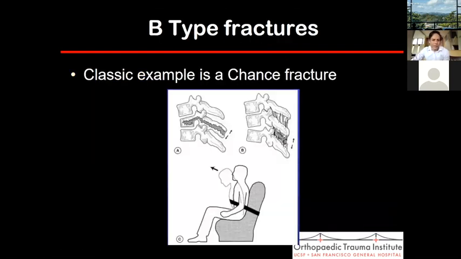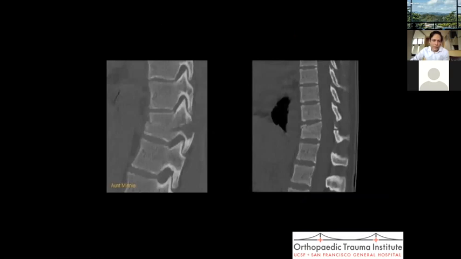Again, this is classically described by Chance in 1948, after the increasing use of lap belt mechanisms in cars. With that, people would get into accidents and have sudden flexion over an anterior fulcrum. And this has a high association with abdominal injuries, namely small bowel injuries. And again, these represent a disruption of the ability to withstand forward flexion.